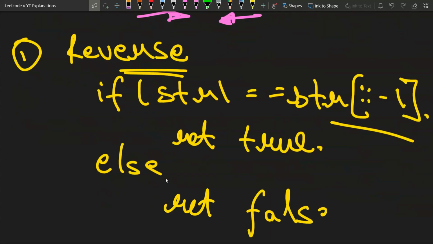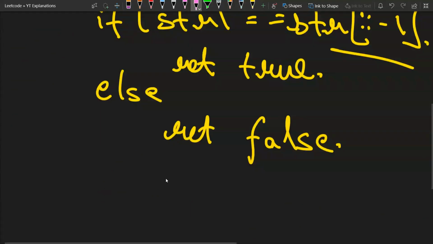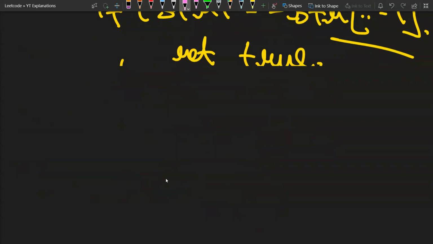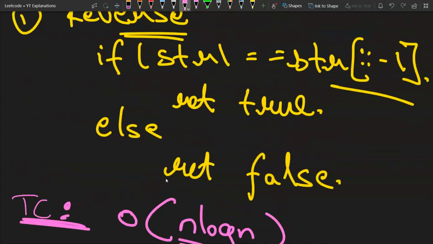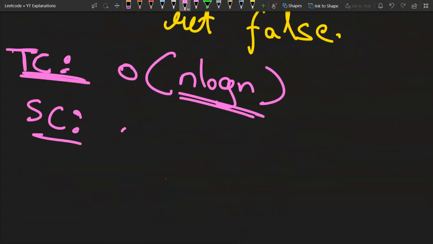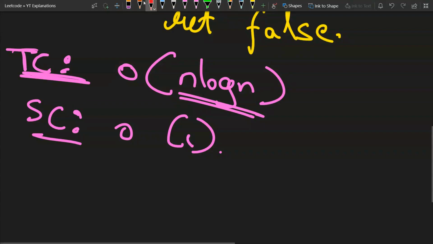Else we just return false. So this is one of the approaches, and if you observe the time complexity for this, it would be something like big O of n log n, because there's sorting involved in this. So the time complexity is big O of n log n, and the space complexity is big O of 1. So that's basically the sorting approach, and let's consider the more optimized approach.